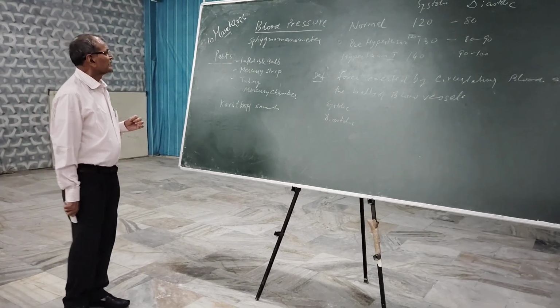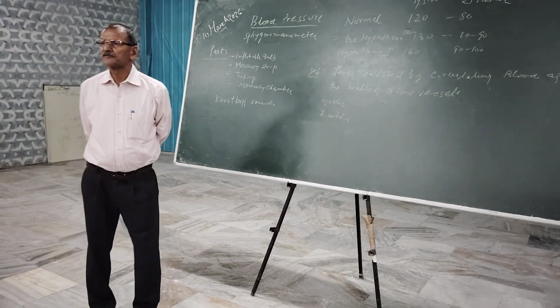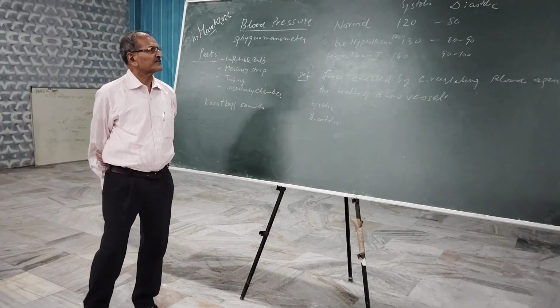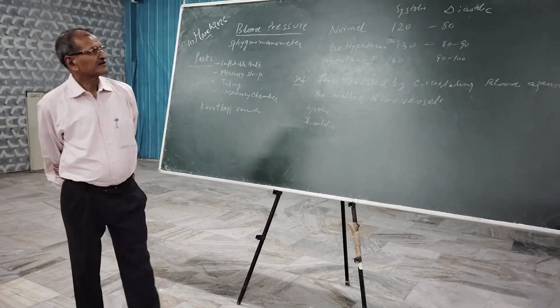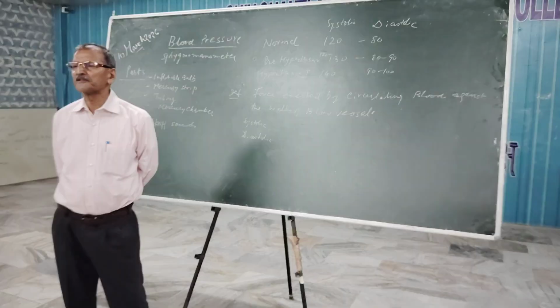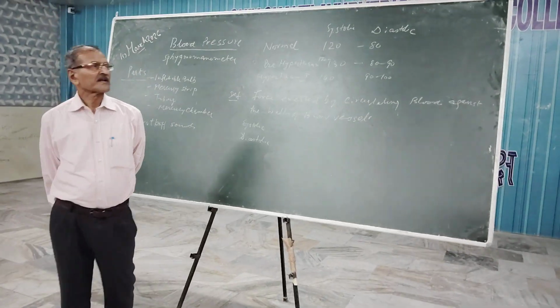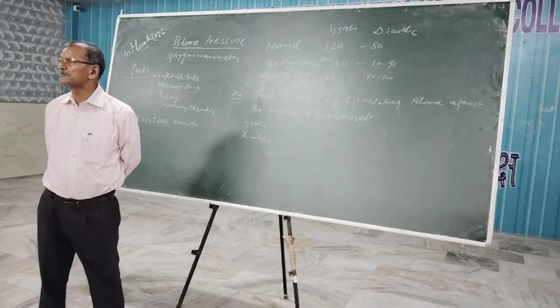So now what is the normal blood pressure? We call it 120 systolic and 80 diastolic, right? So if it is 120 to 130 systolic, and diastolic 80 to 90, then we will call it pre-hypertension.